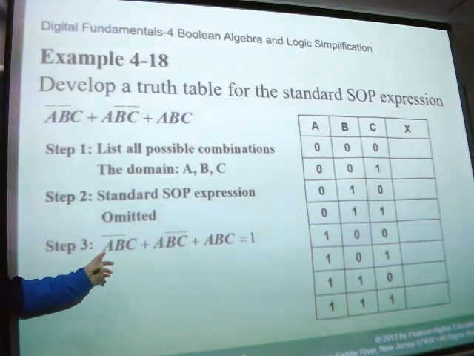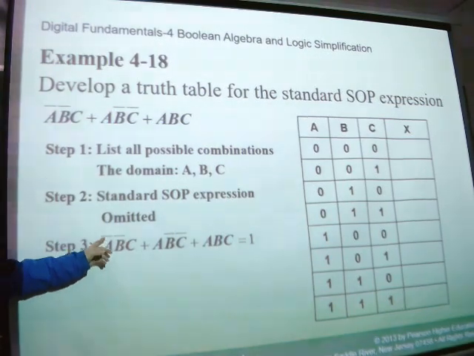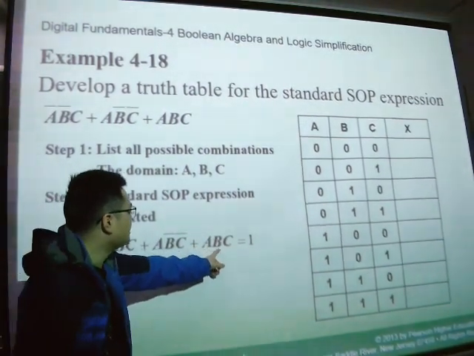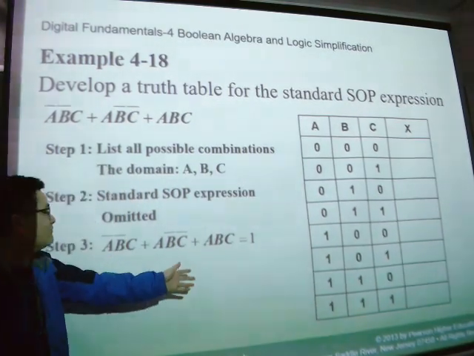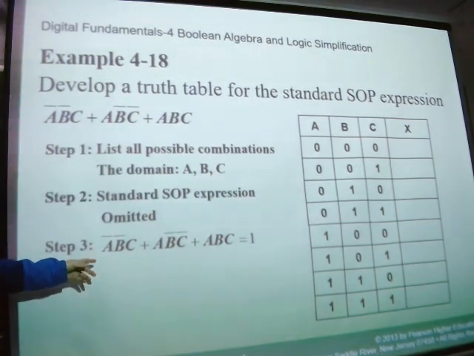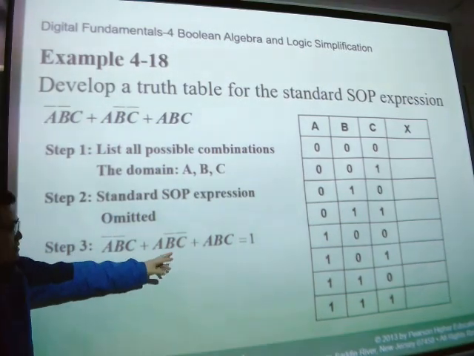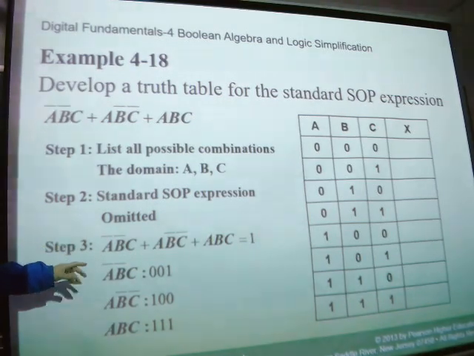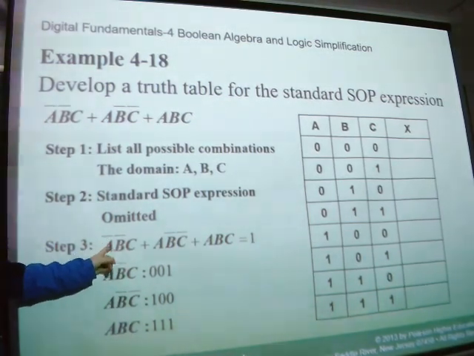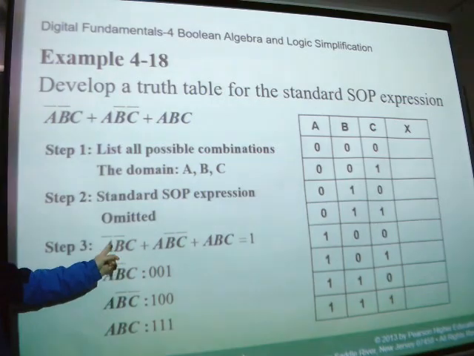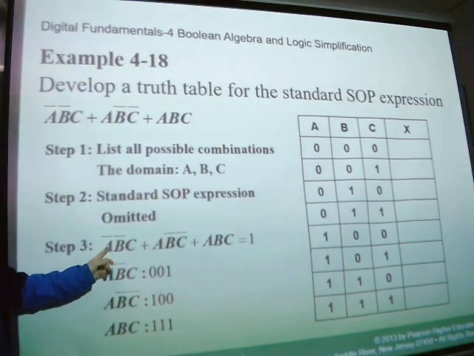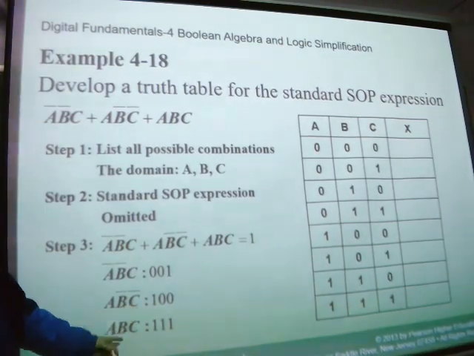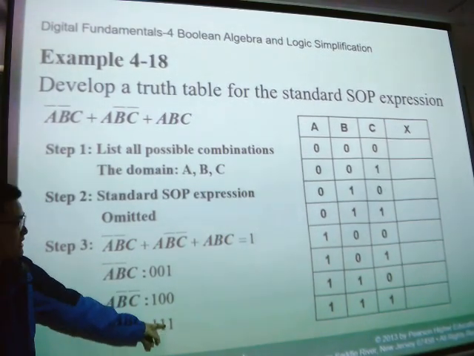So that's 3. We know that the expression is A bar, B bar, C plus A, B bar, C bar plus A, B, C equals 1. Yes. So we can find that there are 3 terms equal to 1. The binary representation is 0, 0, 1, right? 1, 0, 0, 1, 1, 1, right?